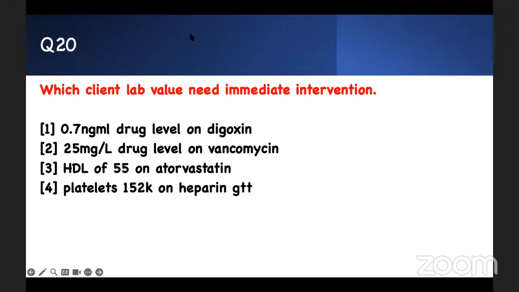One for the road, the last one. I'm looking at the answers. What do you think? 0.7 for a patient's drug level, you know, on digoxin, and vancomycin 25 milligram, HDL 55 while on atorvastatin, and platelet of 152,000 on heparin drip. What do you think? You should be able to recognize some normal values and then you can eliminate, and whatever is left is your right answer.